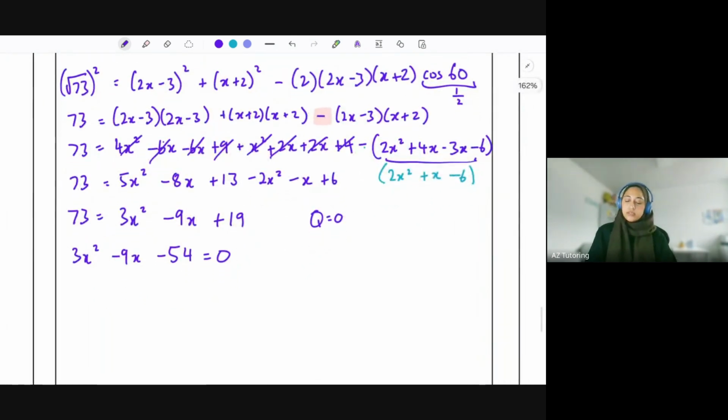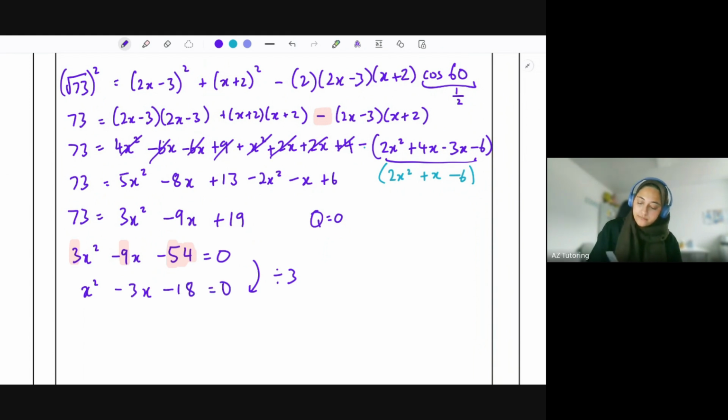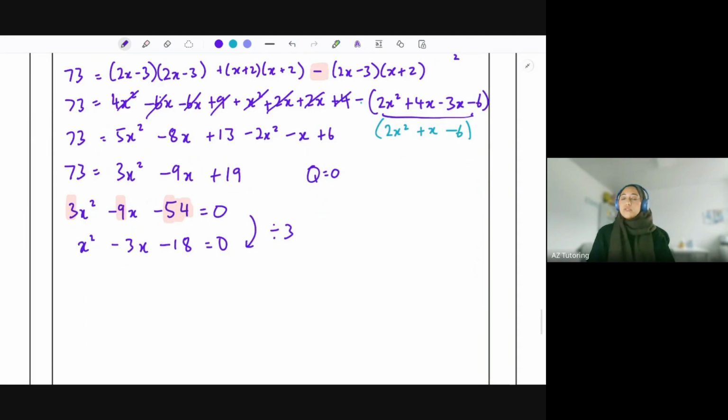Now we can make it even easier. These are all multiples of 3, so we can divide the whole thing by 3. A lot of people also get confused and say, how do I know whether to divide the whole equation by 3 or factorize out 3? If you've got an expression, so there was no equals, then you factorize out 3. But because this equals something, I can divide by 3. So that's how you can divide out a number. So I get x squared minus 3x, and then 54 divided by 3 is minus 18. That equals 0.